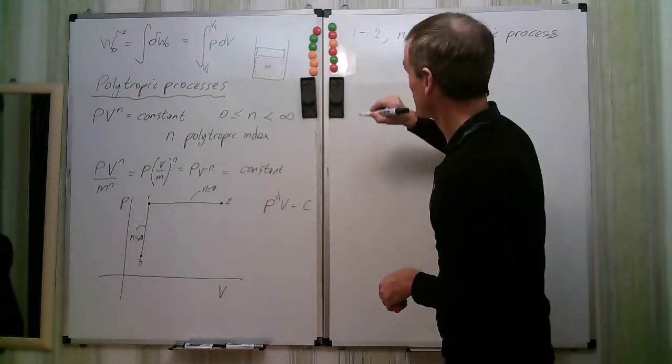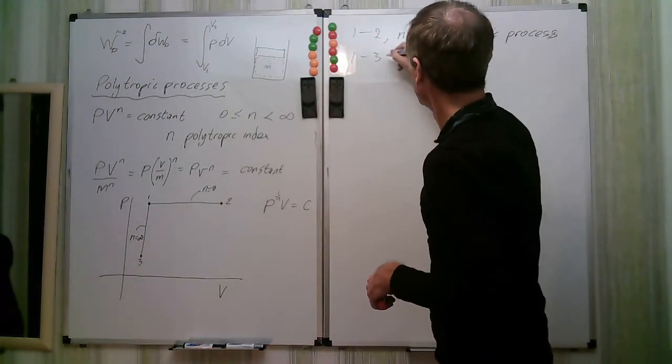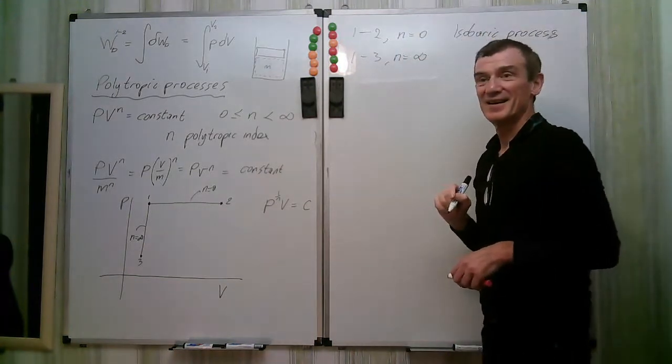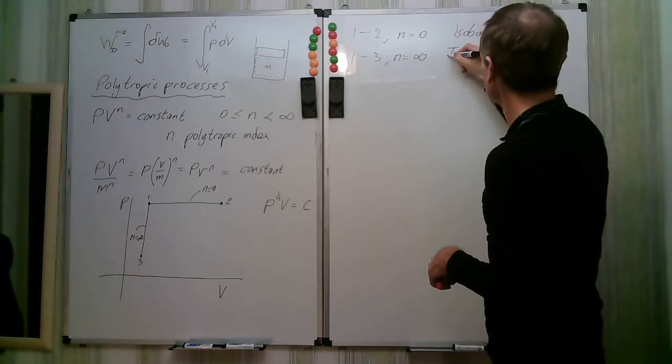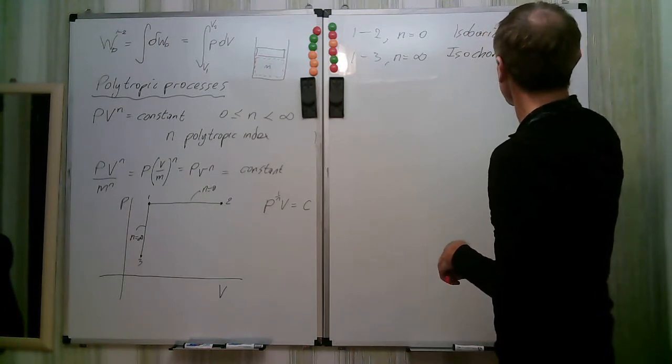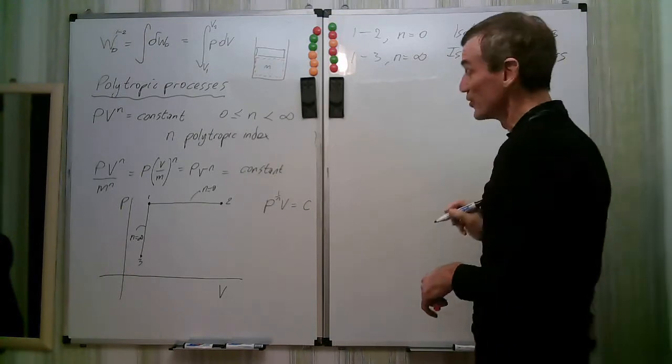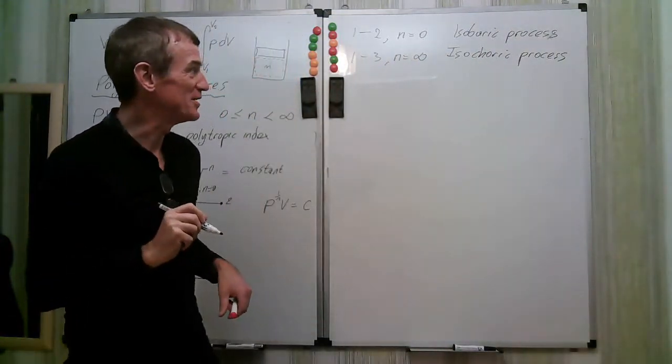So 1 to 3 then. Well, you can't set n equal to infinity, so this is what we call an isochoric process. Isochoric process, a constant volume process. You might not have come across that word. So, isochoric.